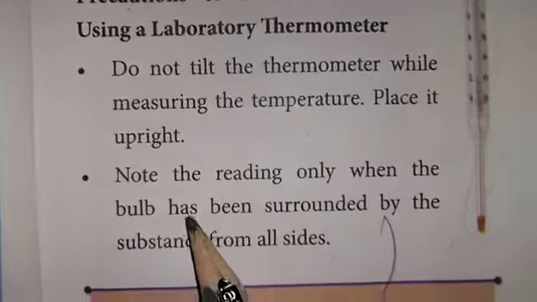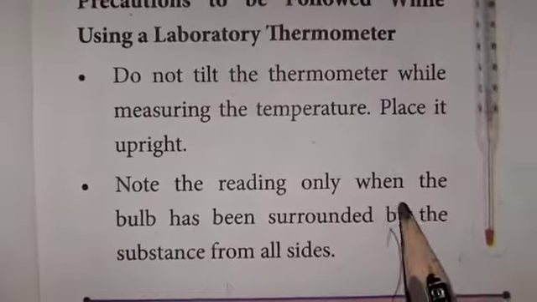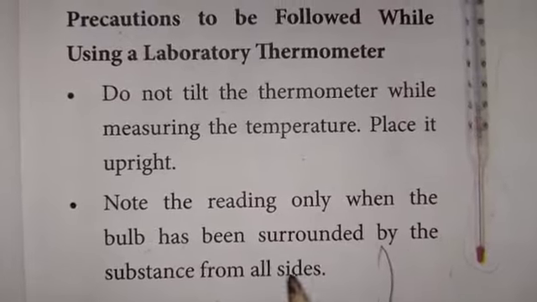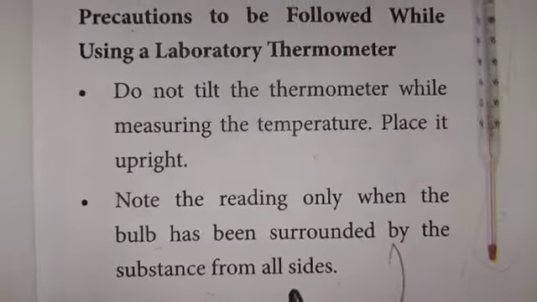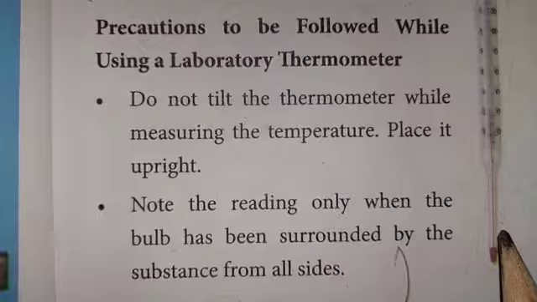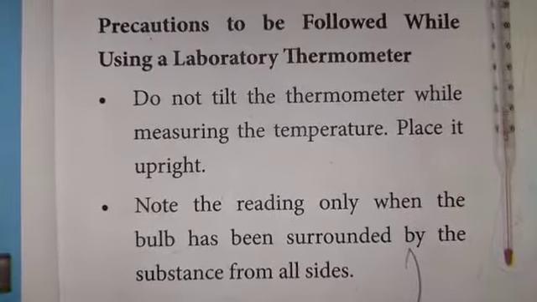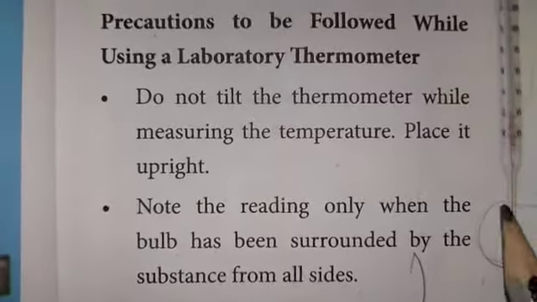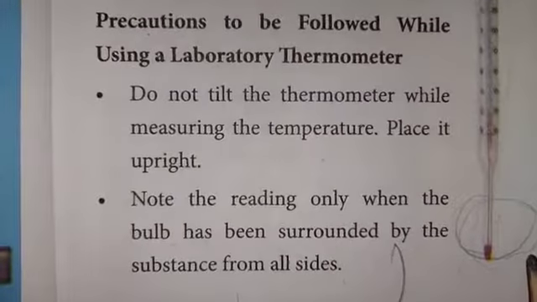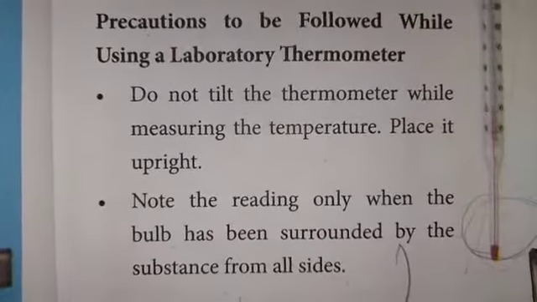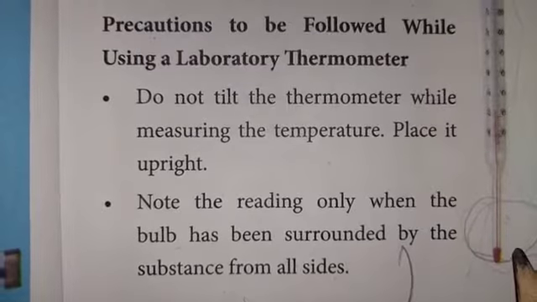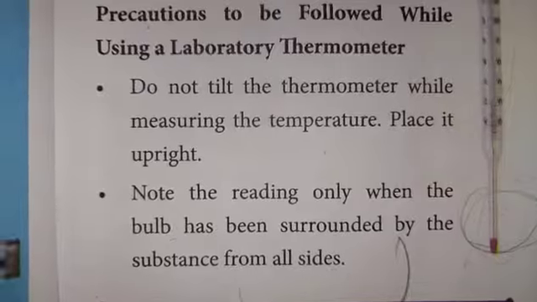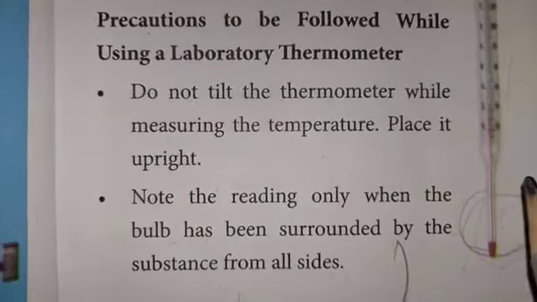Next thing, note the reading only when the bulb has been surrounded by the substance from all sides. You immerse this type of thermometer into the substance. The bulb part should be fully surrounded, that is, immersed. After immersing, only then you measure, that means you identify the temperature level of the given substance.